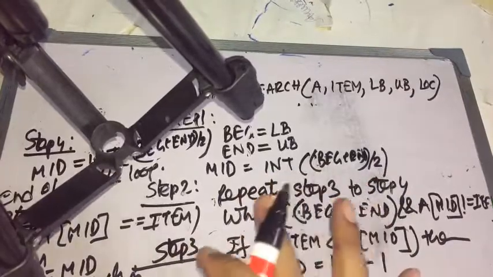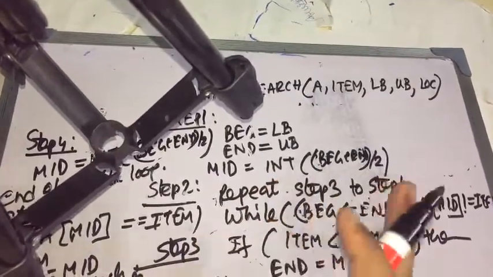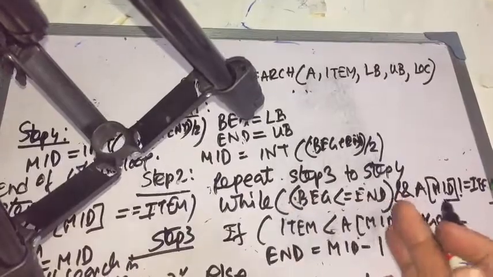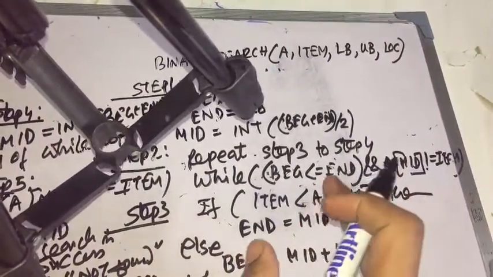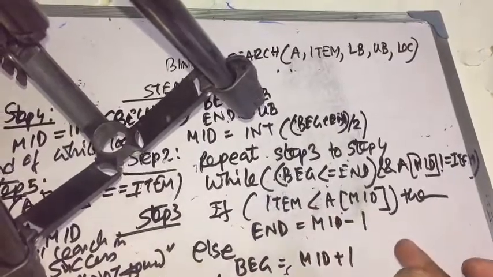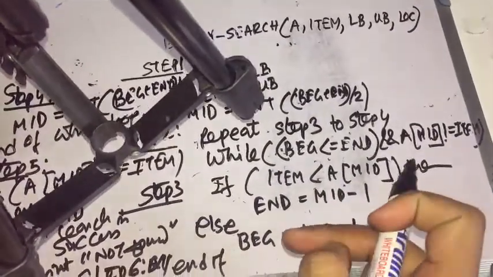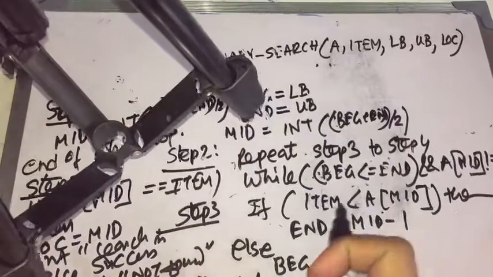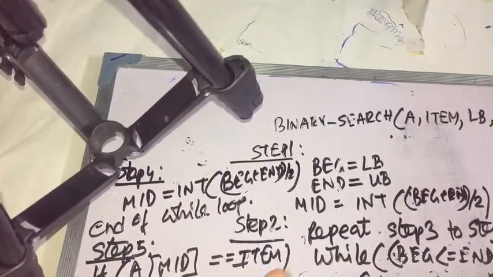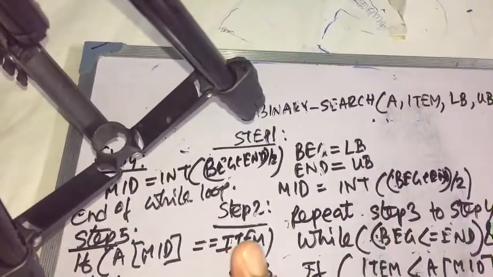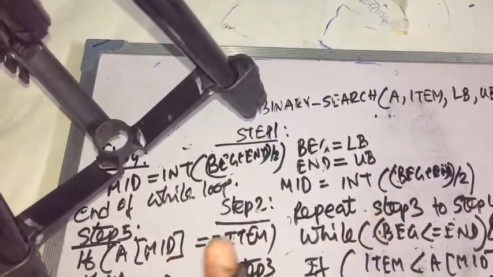First of all, LB is assigned to beg variable, UB is assigned to end variable. Now we have to find the mid value, (beg plus n) by 2, and the repeated step: while beg less than or equal to n and a of mid not equal to item. Then if item less than a of mid, then n equal to mid minus 1, else beg equal to mid plus 1. After step 3, there is step 4: mid equal to int of (beg plus n) by 2, end of while loop.